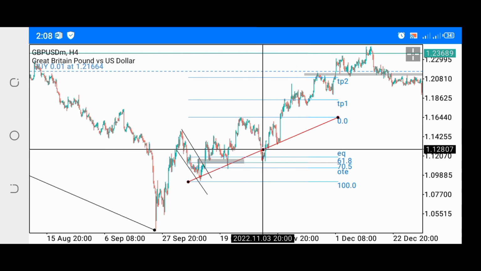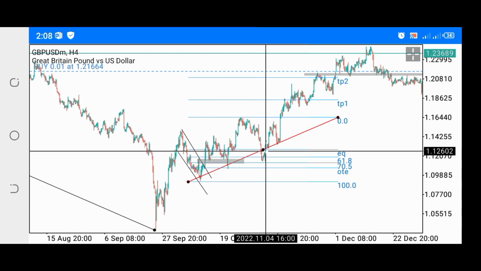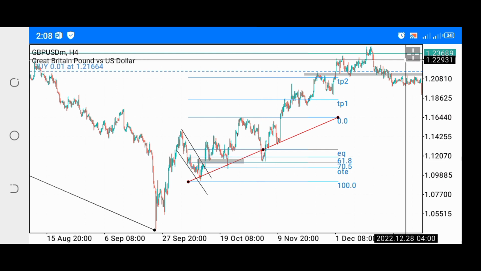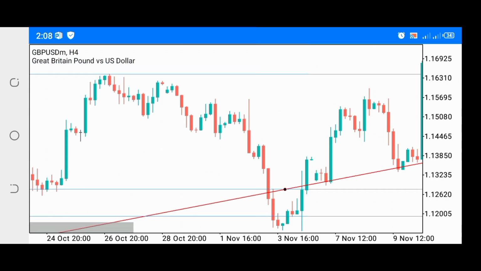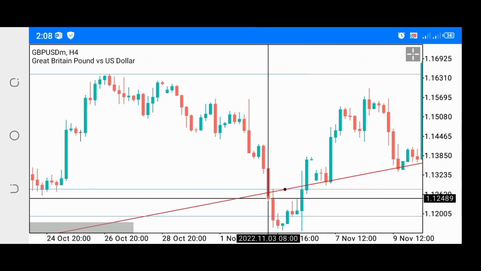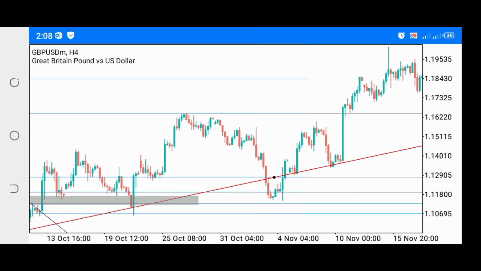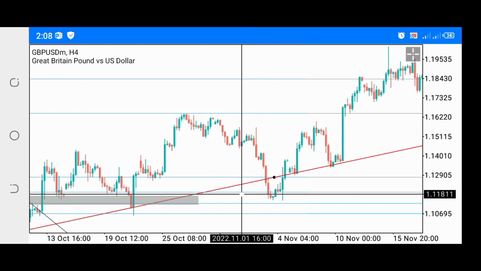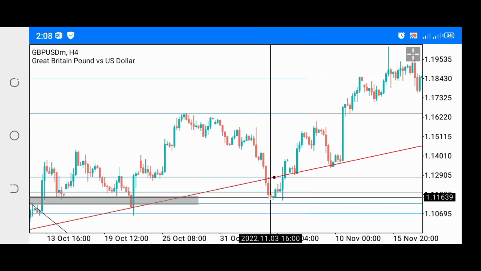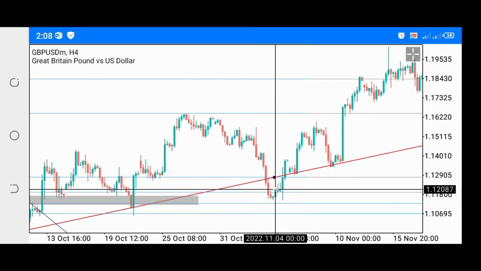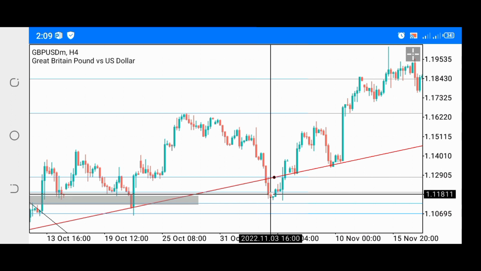So price comes back to equilibrium. See, price comes back to equilibrium, but it goes... let me expand this so that you guys can see it properly. Price comes back to equilibrium. It goes really below equilibrium. Price reaches the 61.8 level here, goes below it into almost 70.5, the sweet spot. That's why it rejects from there. Gives us an entry signal here because we have 1, 2, 3.